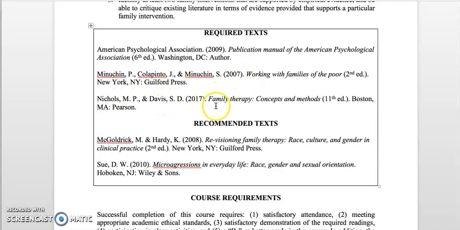The primary textbook for this is Nichols and Davis, Family Therapy Concepts and Methods, the 11th edition. It's a really, really good basic family therapy textbook that presents a wide variety of the different theories and models that we're going to be looking at this summer very clearly, in ways that I think are easy to understand and grasp.